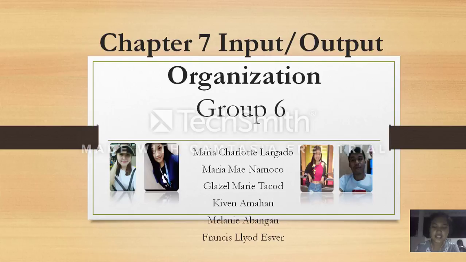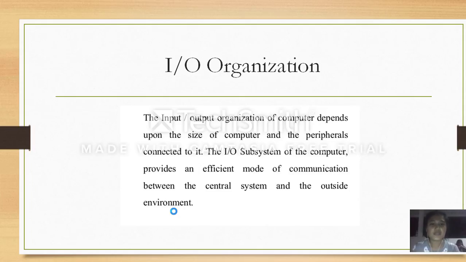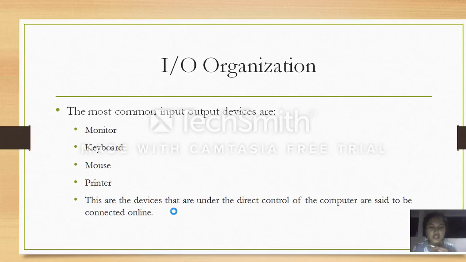So, input-output organization. The input-output organization of a computer depends upon the size of the computer and the peripherals connected to it. The I/O subsystem of the computer provides an efficient mode of communication between the central system and the outside environment. The most common input-output devices are the monitor, keyboard, mouse, and printer. These are the devices that are under the direct control of the computer and are said to be connected online.